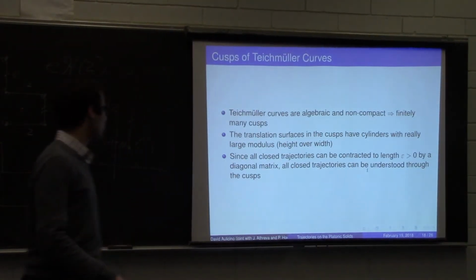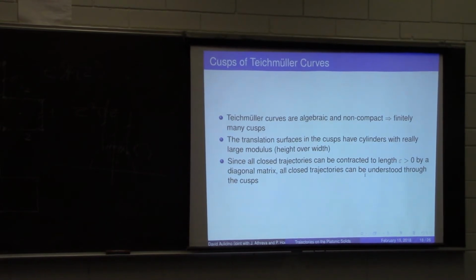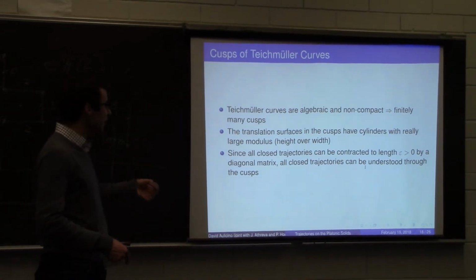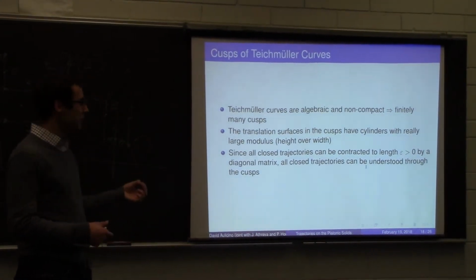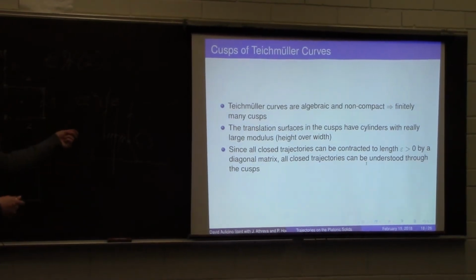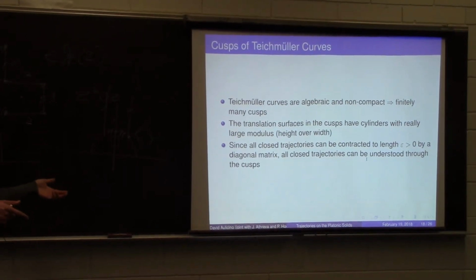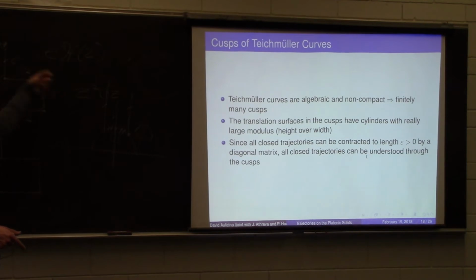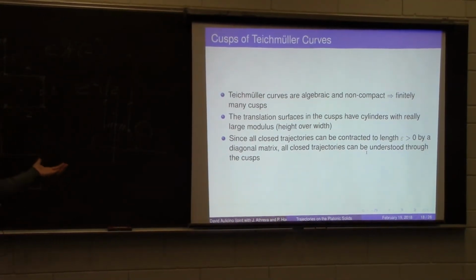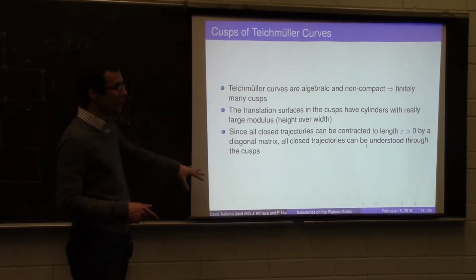And what's the upshot of this? Well, here's where I'm saying that if we understand the geometry of these Teichmüller curves, we're going to understand the Platonic solids, because anytime you have a closed trajectory, you can use the diagonal matrix to contract it to length less than epsilon and end up in one of these cusps. So any of the infinitely many periodic trajectories we might have all end up going into one of these cusps. And if you can understand what goes on in each of the finitely many cusps, then you've solved the problem. The whole point of this is reducing it from the infinite problem to the finite.